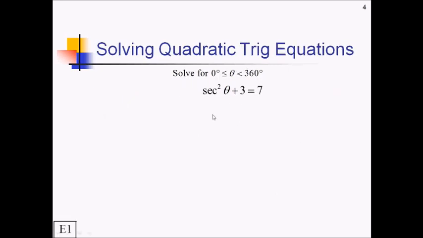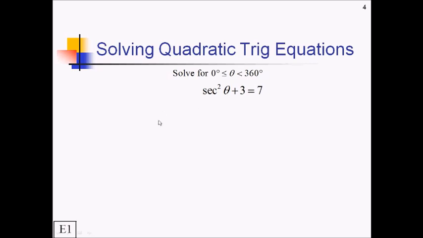Now that we've gotten a little bit of a review of algebra, let's see if we can apply it to solve this quadratic trig equation. So this is kind of tricky at first glance. We've got secant squared of theta plus 3 equals 7. We've never really seen a squared trig function before. Basic idea here is you've essentially got secant of theta times itself. This is kind of like an x squared in terms of how it behaves.